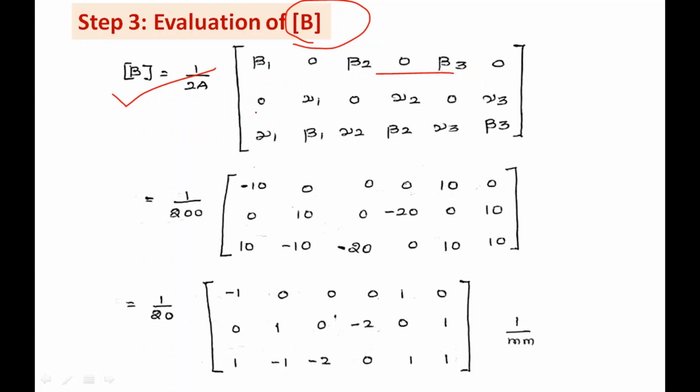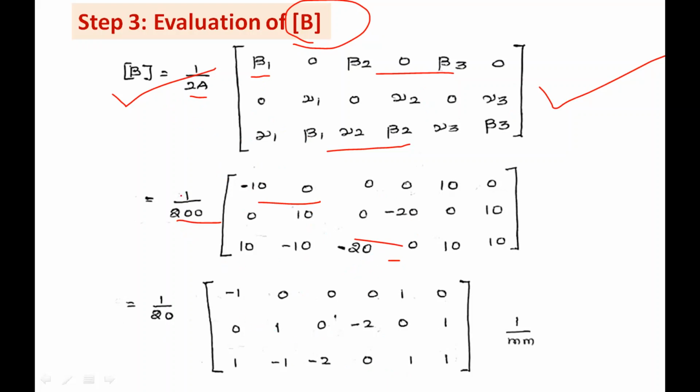Then second row: gamma 0, gamma 1, 0, gamma 2, 0, gamma 3. Third one is the combination: gamma 1, beta 1, gamma 2, beta 2, gamma 3, beta 3. So this expression, we already derived the strain displacement matrix or gradient matrix. Already we found out the beta, gamma values and the 2A value.